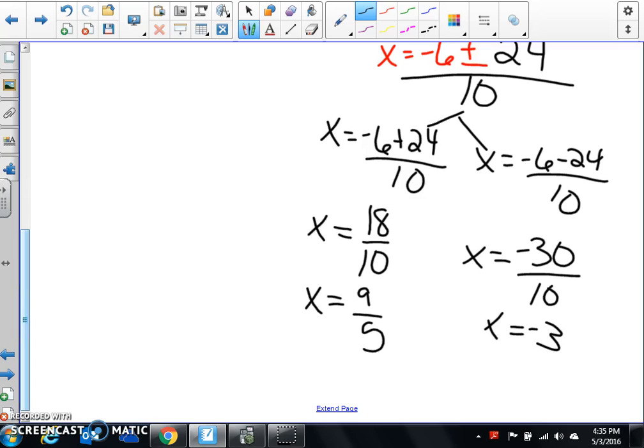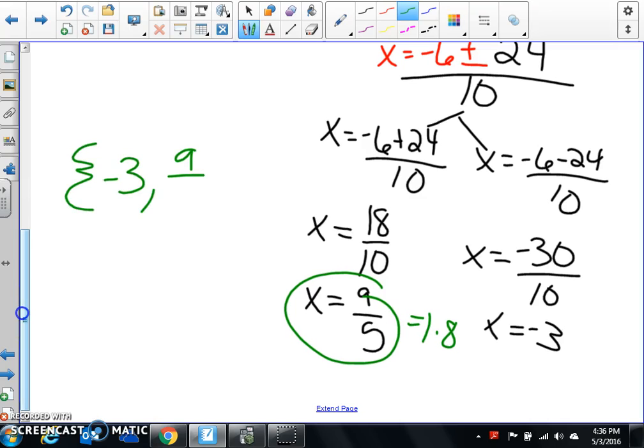On your study guide, this is what I was looking at, sorry. You really should keep this as a fraction, but on your study guide, I made this 1.8. So go ahead and make sure that you put that as a fraction, but I won't count it wrong. So 9/5. Those are my solutions.